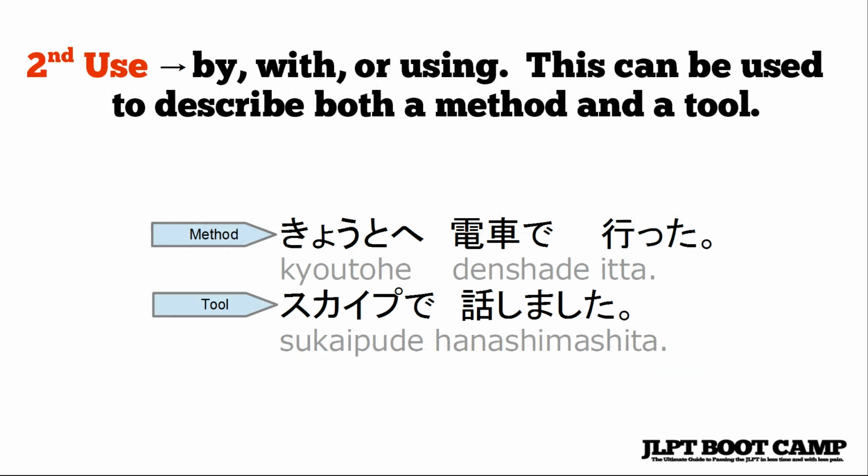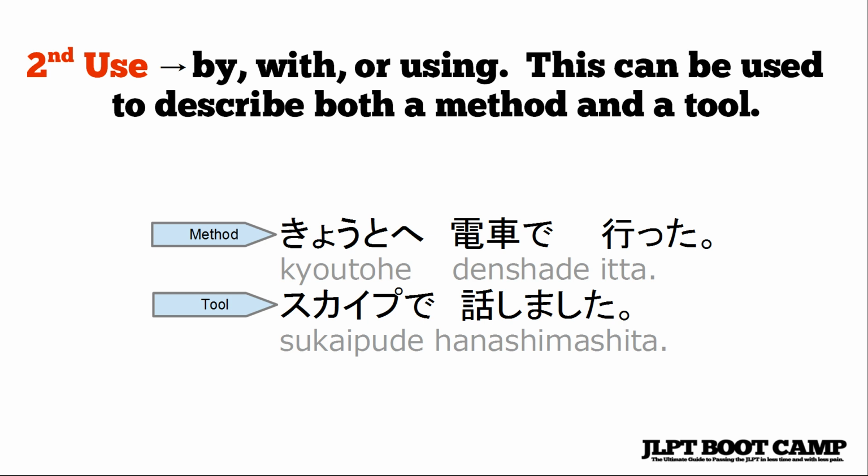Now, the second use of de means by, with, or using, and this can be used to describe both a method and a tool. In English, we use by for a method and with for a tool. But in Japanese, we combine those, it's always de. So for example, method, Kyoto e densha de itta. So I went to Kyoto by train.